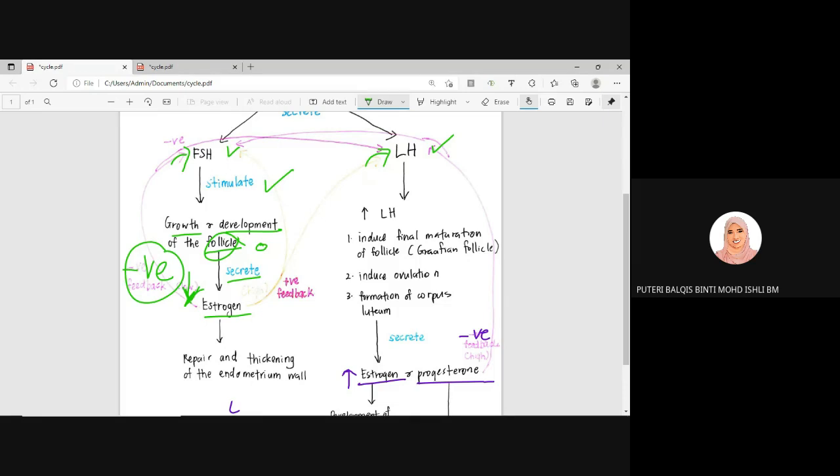Okay, so sekarang kita fokus kepada satu saja. Bila satu je follicle yang ada, lama kelamaan follicle tu akan besar. Bila follicle tu besar, at the same time follicle will secrete estrogen. Estrogen akan jadi tinggi. Bila estrogen tinggi, it will give positive feedback.